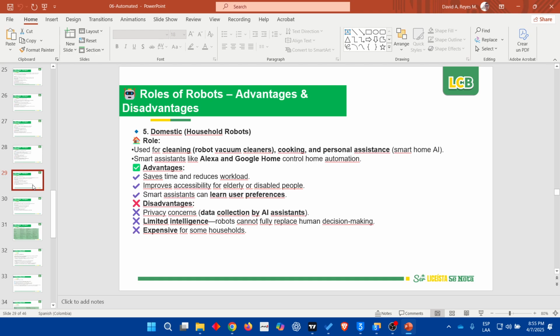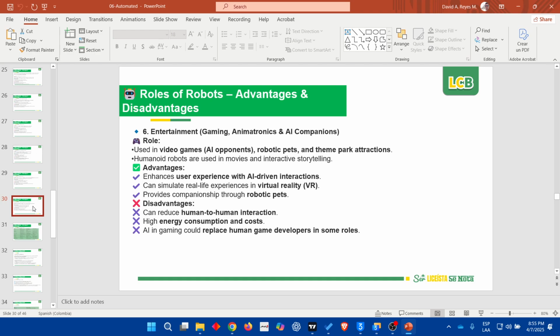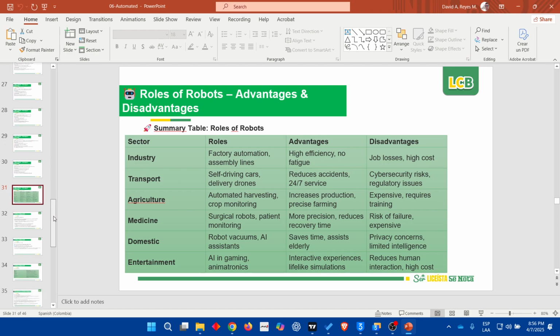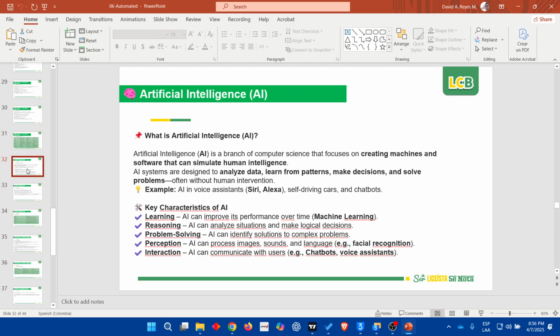Domestic, we already talked about it. Here we have, for example, Alexa, Google Home, your bot for vacuum cleaning. Oh, you know more than me about that. Entertainment, we already talked about it. And here you have the summary of roles of robots.